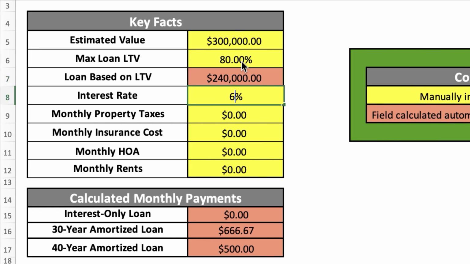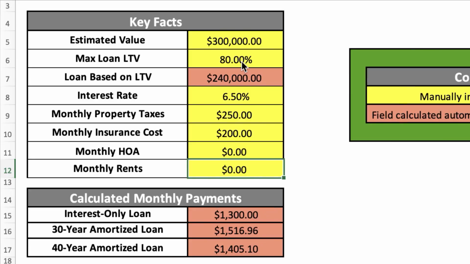Let's go with an interest rate right now of 6.5%, monthly property taxes of $250, and insurance of $200. That includes if it's just property insurance or property insurance and flood insurance. Could be either, could be both. And let's go for rents of $1,800.